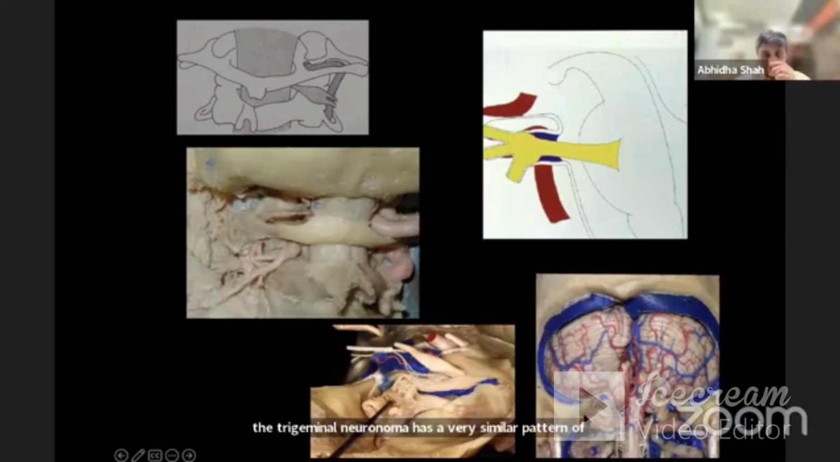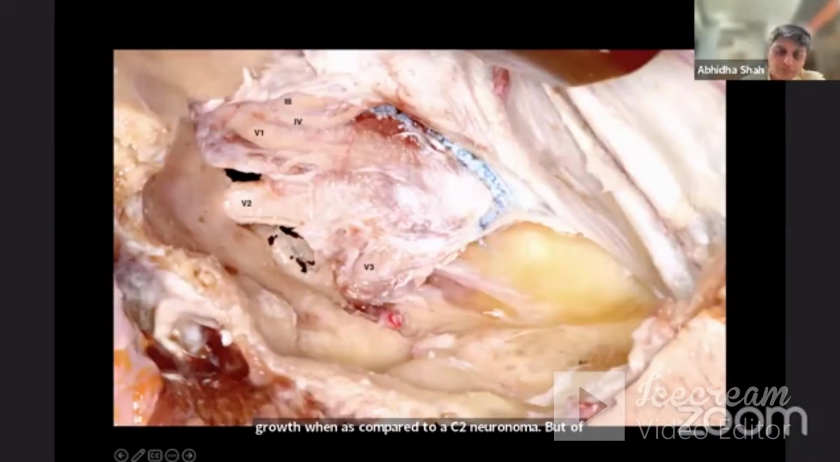But of course, that is a different topic. And this is just an anatomical point that you would like to know. Now, coming back to the cavernous sinus.